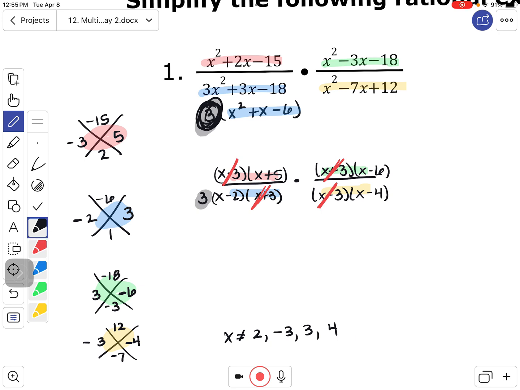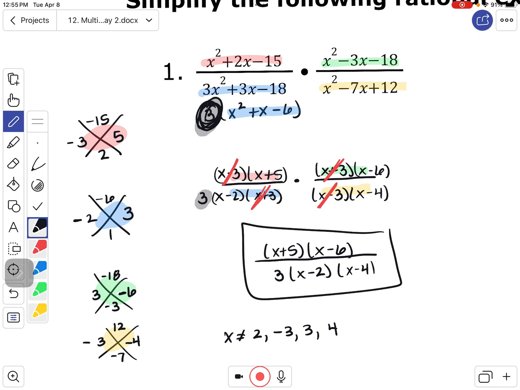So then I'm just going to rewrite all as one in one line. So I'm going to start with my x plus 5, move over to my x minus 6, and then that 3, that little brother or sister, has to stay there too. And then I have x minus 2 that I haven't canceled, and x minus 4 that I haven't canceled. So this is what we're looking for our final answer on number 1.